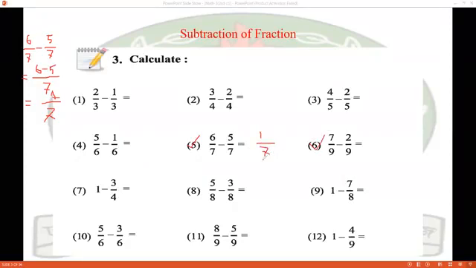Number 6, there is 7 by 9 minus 2 by 9. So there is 9. There will be 7 minus 2. So the result will be 5 by 9.